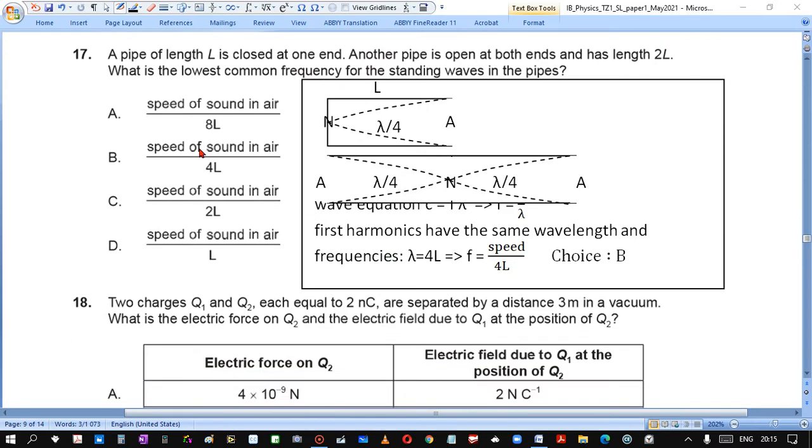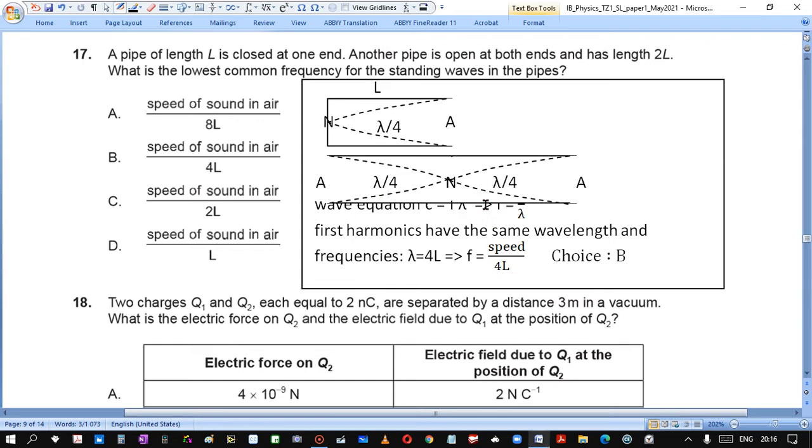So question 17. A pipe of length L is closed at one end, another pipe is open at both ends and has length 2L. What is the lowest common frequency for the standing waves in the pipes? So I have drawn the first harmonic, so lowest frequency, and they coincide.